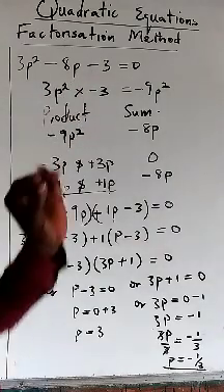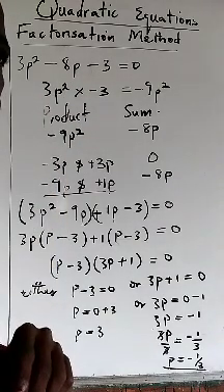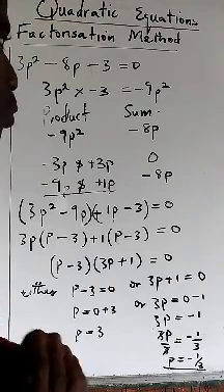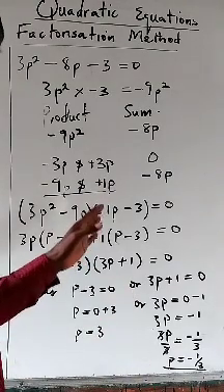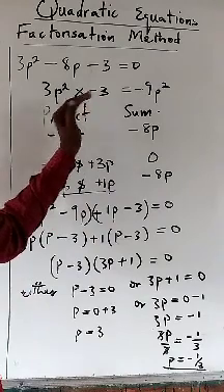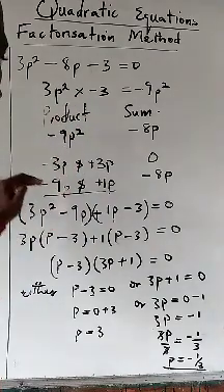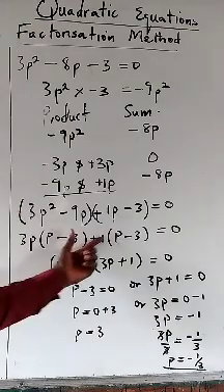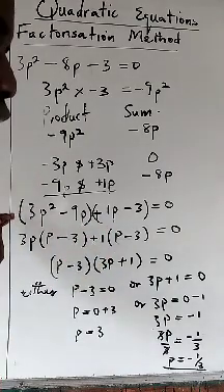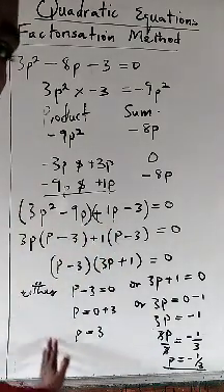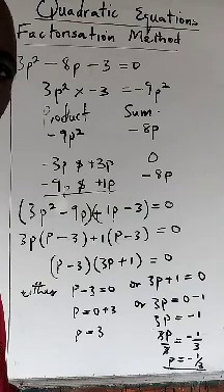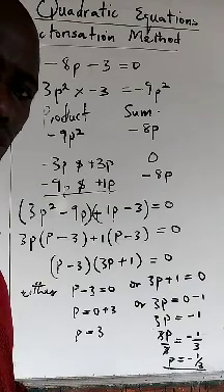Once you can easily get those two numbers, you are now going to go to the second step. You substitute those two numbers in place of the middle number. Then the next step is to group in twos. After you substitute them, you group in twos, then you factorize completely and solve completely and get your answer. So that is how you solve any quadratic equation using factorization method.